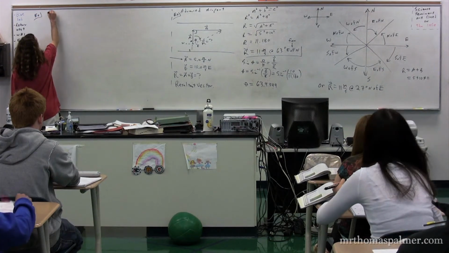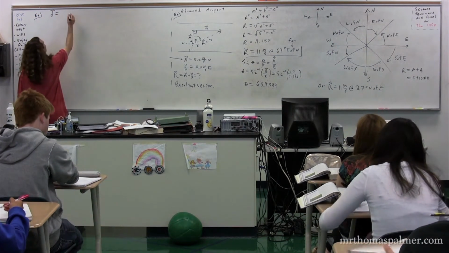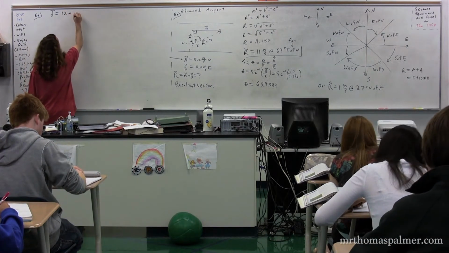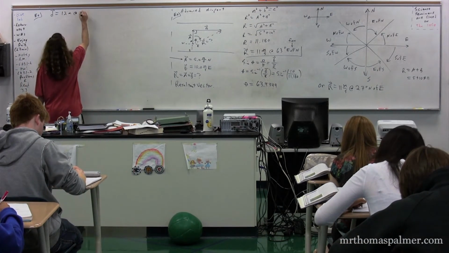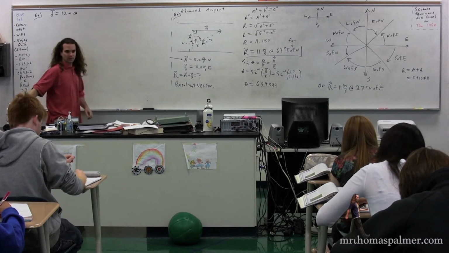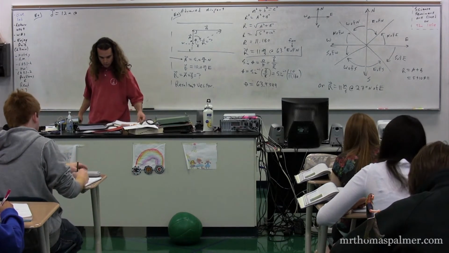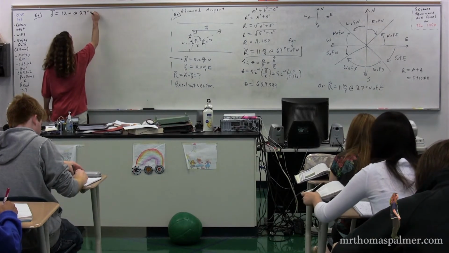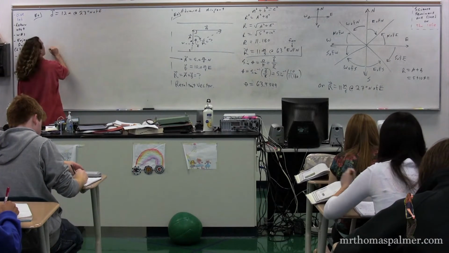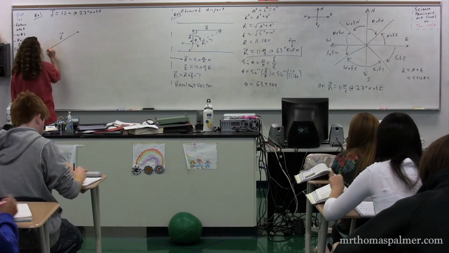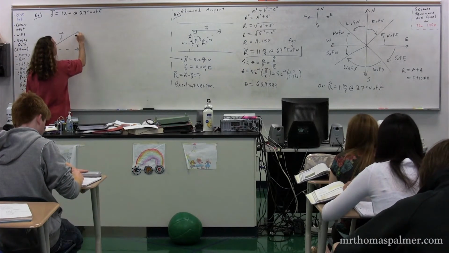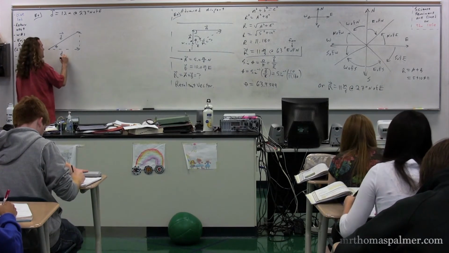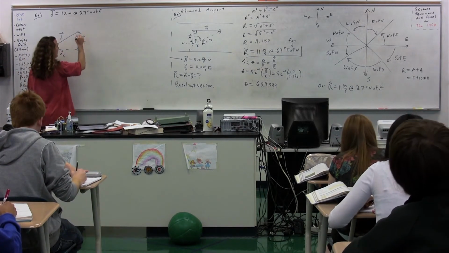Let's say we have vector d. Vector d is equal to 12 meters at an angle of 23 degrees north of east. In other words, it looks like this. Our vector d is at an angle of theta. We're going to figure out d in the x direction and d in the y direction.